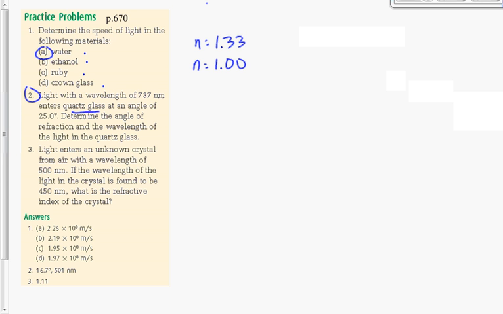Now it doesn't actually say that we're going from air to water here, right? Let's assume that we are. Let's assume that we're going from air to water. Then N1 is 1.00, N2 is 1.33. V1 would be 3.00 times 10 to the 8, because that's the speed of light in a vacuum and in air. And then we're looking for the speed of light in the second material, in this case in water. So if you have your given setup like that, you're going to say V1 over V2 equals N2 over N1.